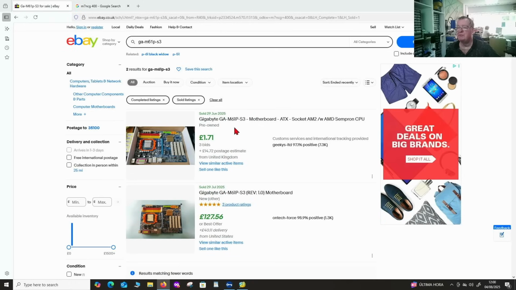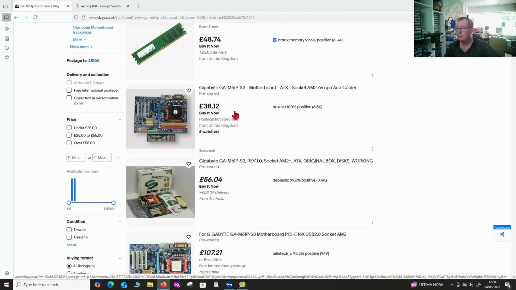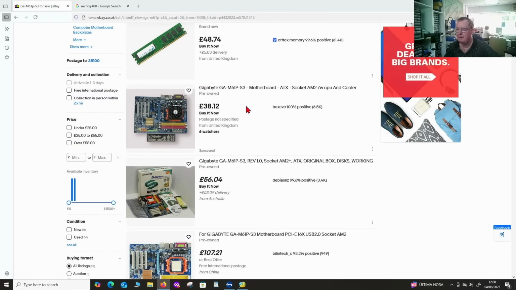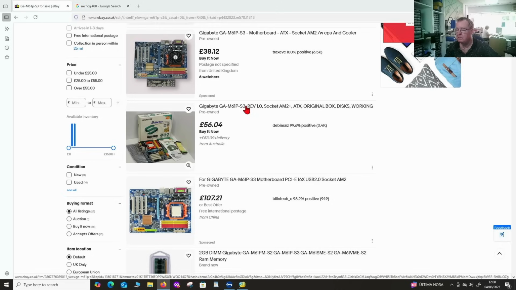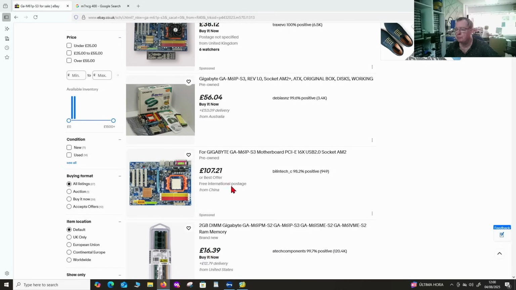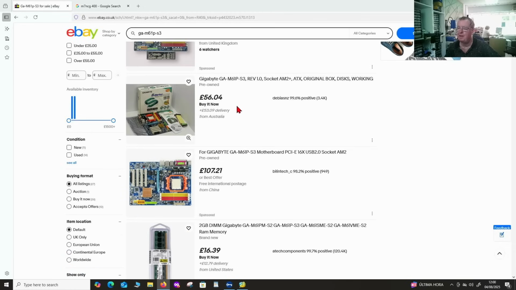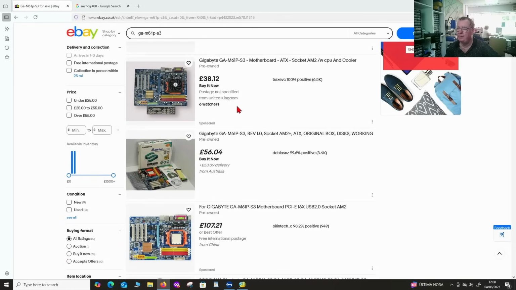Are there any for sale? Well, there's one on offer there at 38. Another one's 107. Another boxed one at 56. So price all over the place on offer and price all over the place on bought. Figure that one out and then tell us down there.